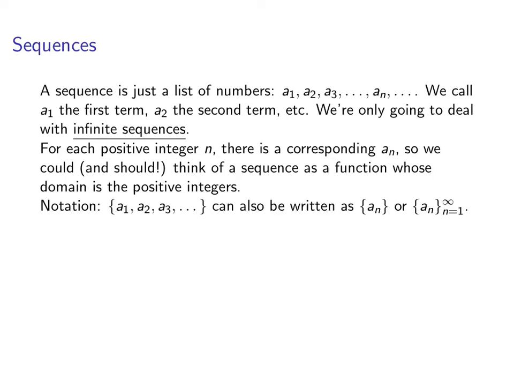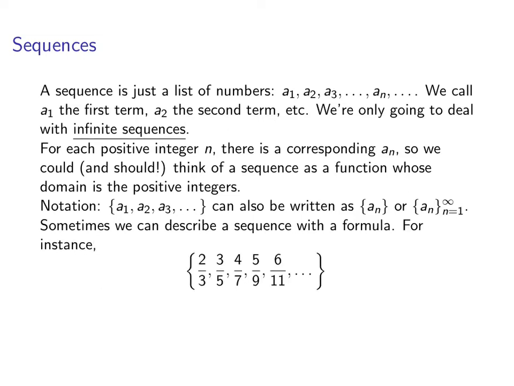So our sequence, A1, A2, A3, we can also write it with these braces where we just describe the nth term. Or sometimes you'll see it written this way with a n, n equals 1 going to infinity. Sometimes we can describe a sequence with a formula.